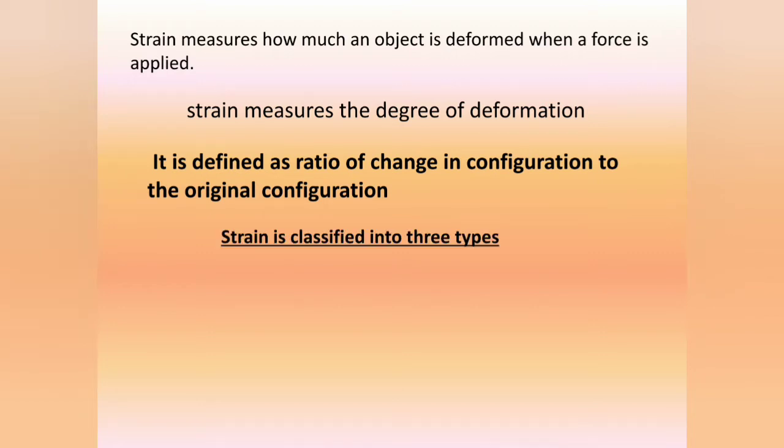Strain is classified into three types. They are the longitudinal strain, the shearing strain, and volume strain. Because we have seen that there are three types of stress, that is longitudinal stress, shearing stress, and volume stress. So, when an object is subjected to a particular stress, correspondingly there will be deformation. Based on that, we have three types: longitudinal strain, shearing strain, and volume strain.